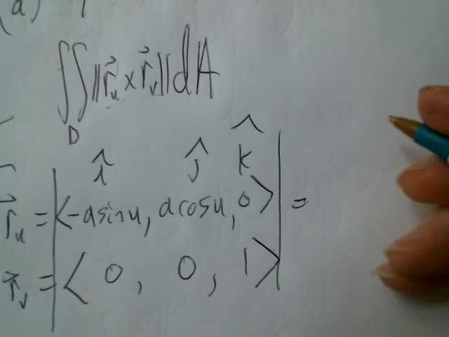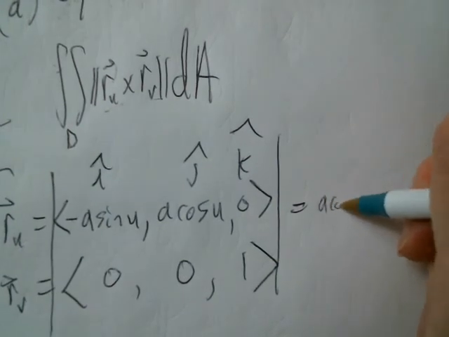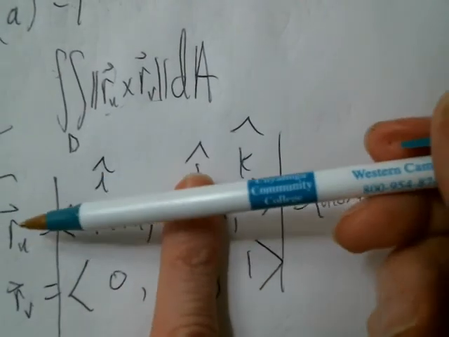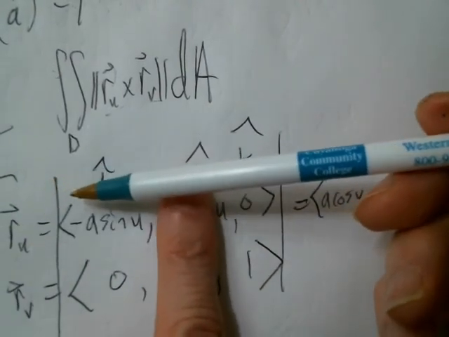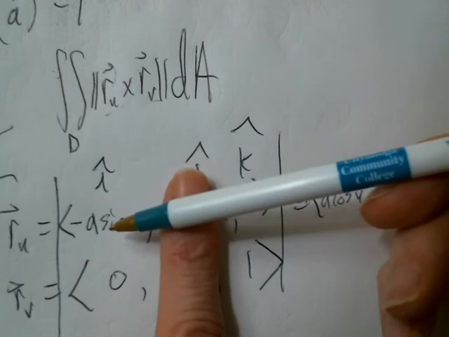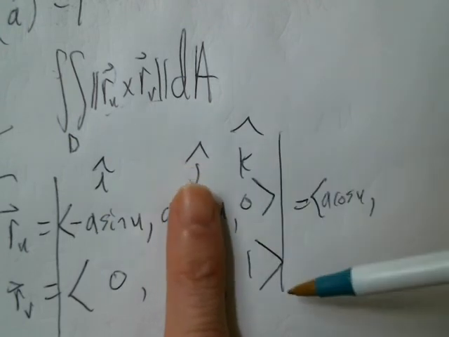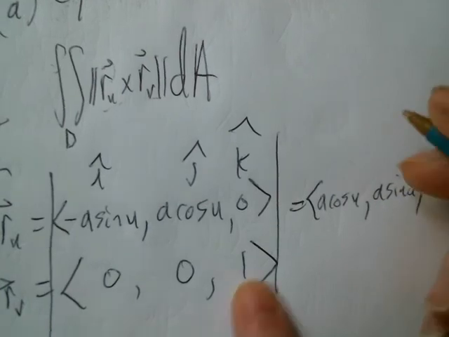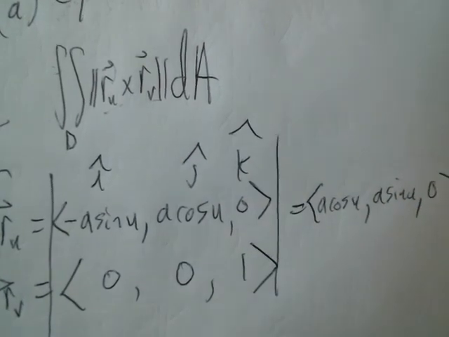So it's a cosine u, comma, the negative of negative a sine u minus 0. So it's going to be a sine u. And then the last component is 0.